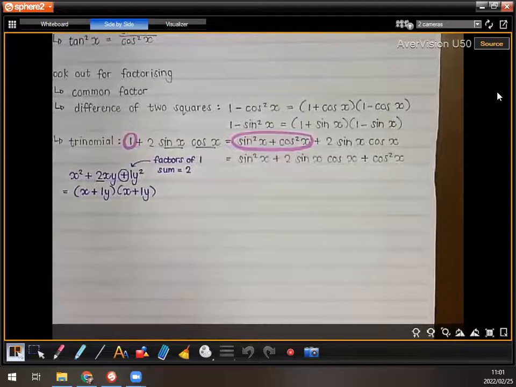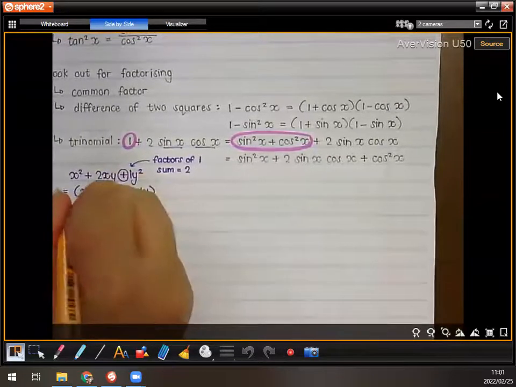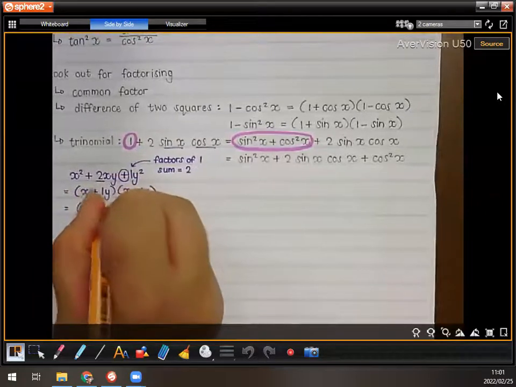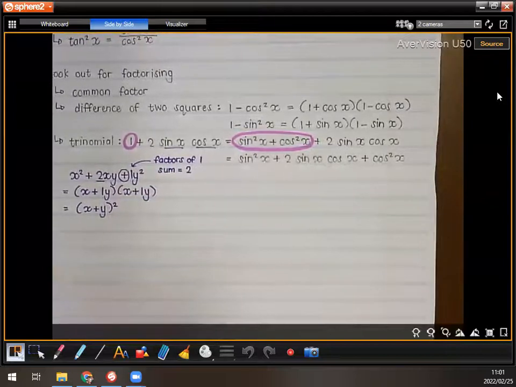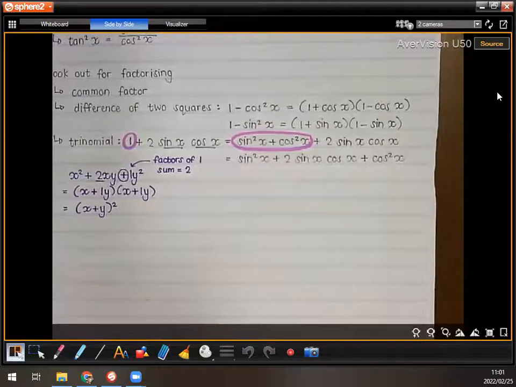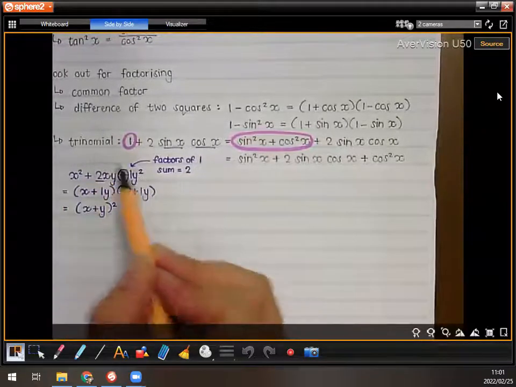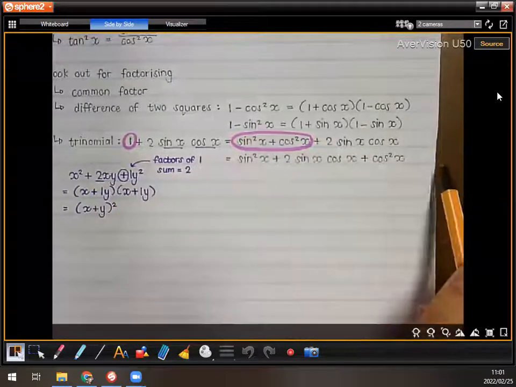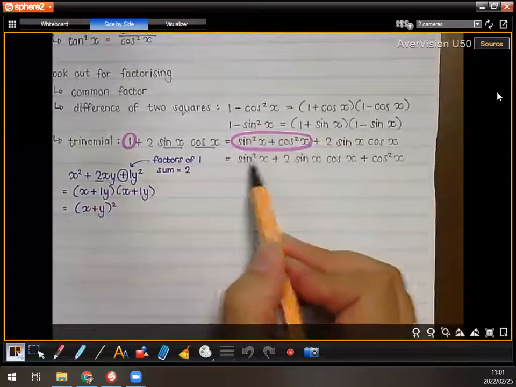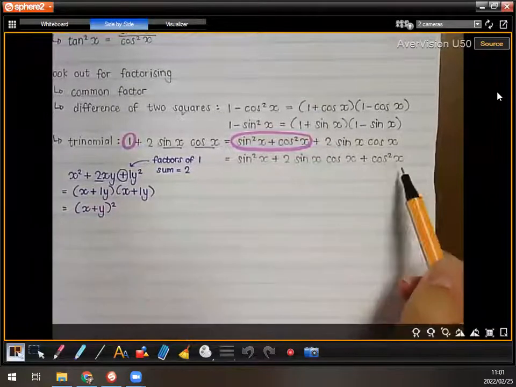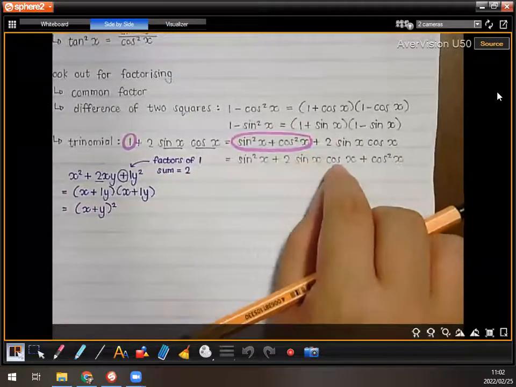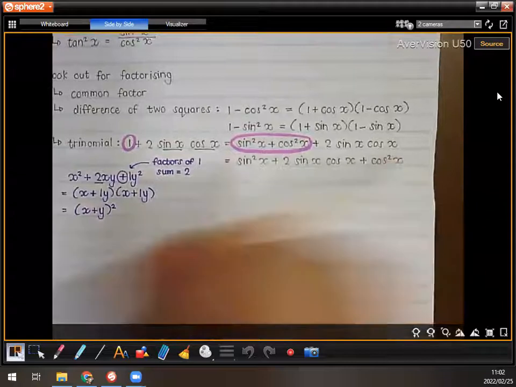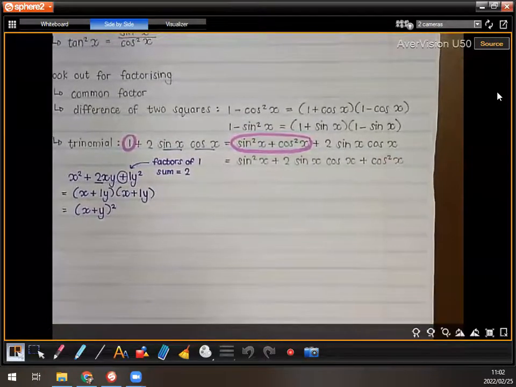And then that is how you would factorize that. If you want to, you can write it as x plus y squared, but if you want to get an extra multiplier, it's fine to leave it as x plus y times x plus y. Now guys, what I want you to notice is that this trinomial is the same as this one. But instead of an x, we have sine x, and instead of a y, we have cos x. So you see sine squared x, a sine x cos x and a cos squared x. We're working with 2 different variables, sine and cos.